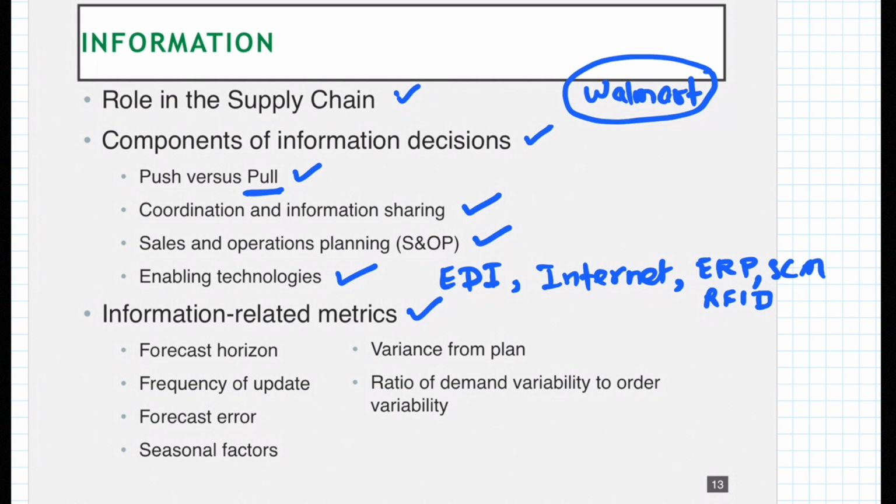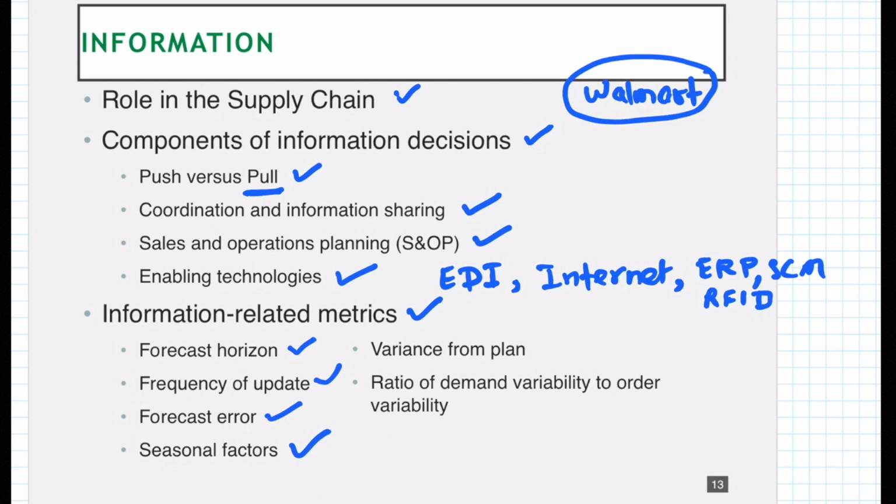Forecast horizon is how far into the future a demand forecast is made, and generally the forecast horizon should be greater than or at least equal to the lead time of the decision that is driven by the forecast. Frequency of update monitors how frequently a forecast is updated. Sometimes a forecasting method or model may be used, and that model may be accurate for a certain period of time. But once that model starts giving a lot of forecasting errors, that means it's time to come out with a new model.